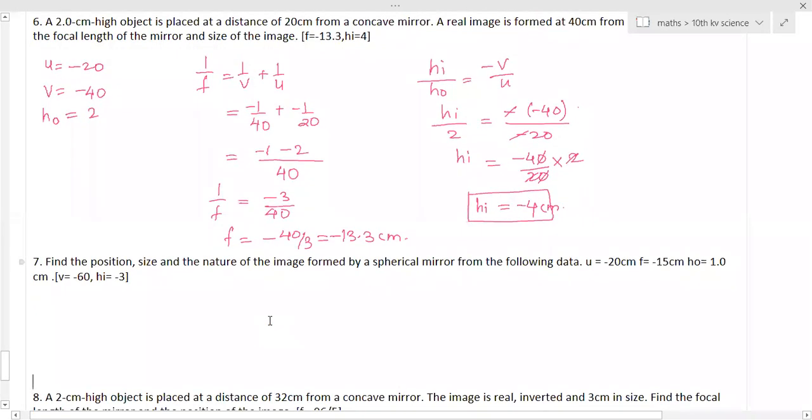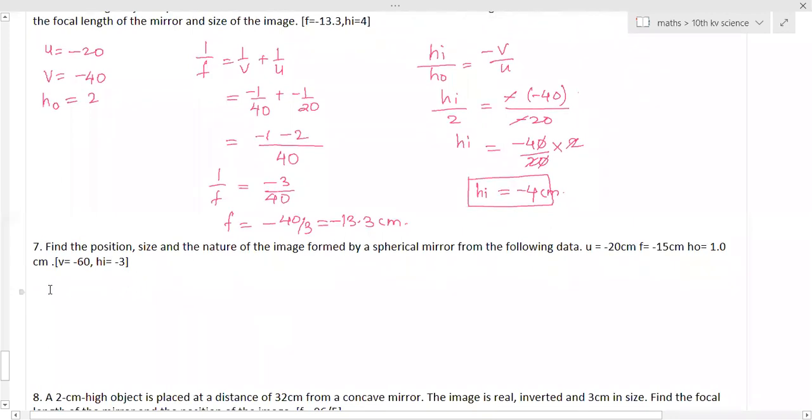Completed 6 questions. Yes, ma'am. Adrika, next question. No, the values are already given, so calculate that. All the values are already given, and with the sign they have given, so find out the answer. You have to do it by yourself. Next question, Adrika, the 8th one.